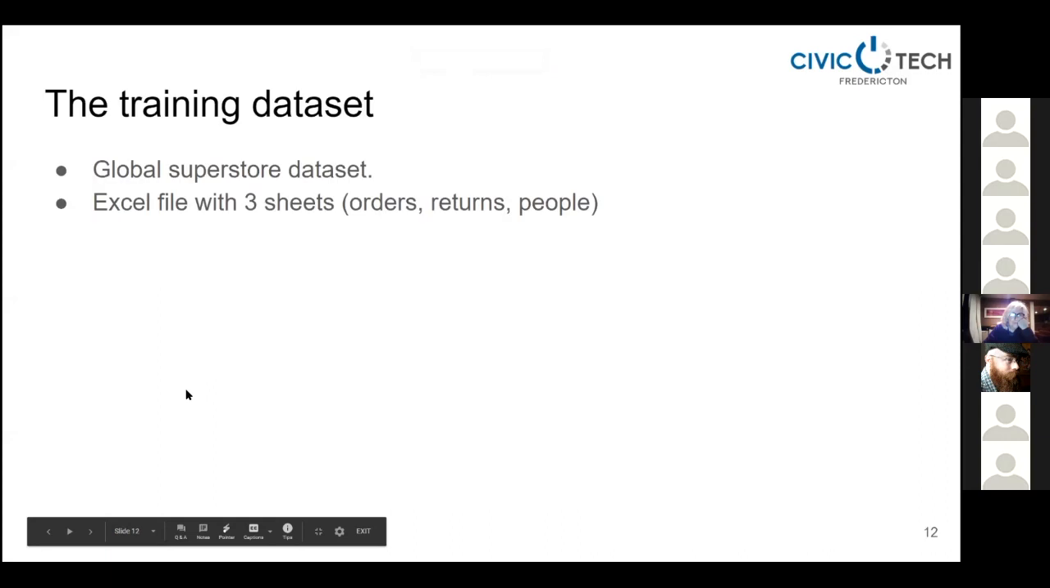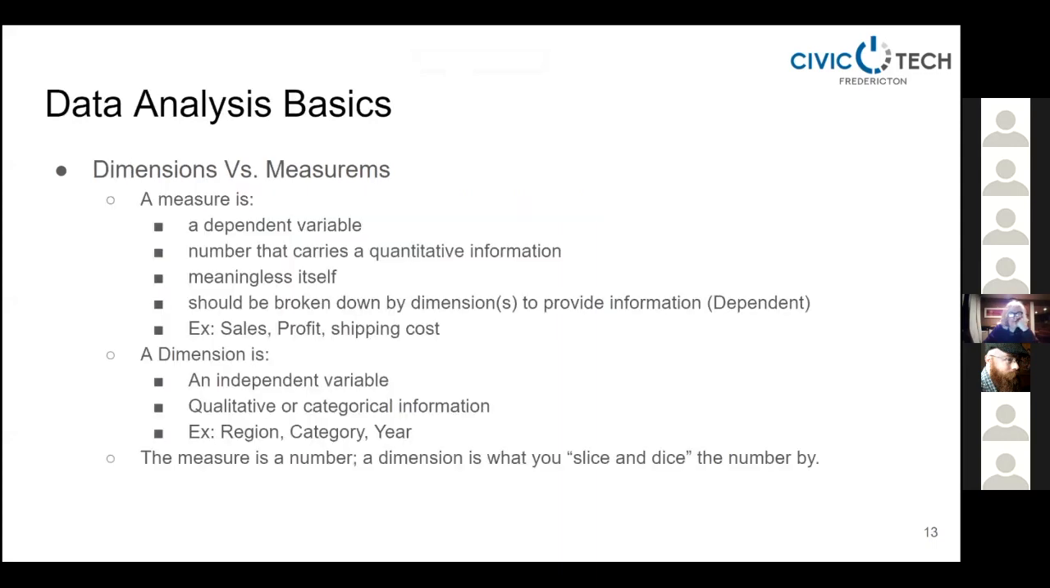As we already discussed, the training data set is the Global Superstore data set with the orders and people; the returns are in a different file that we will discuss later. So, the basics of data analysis. Every column of the data that we have displayed can be categorized as either a dimension or a measure. So what are dimensions and measures?